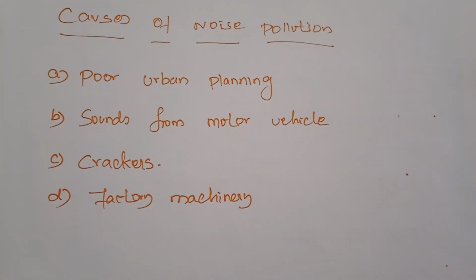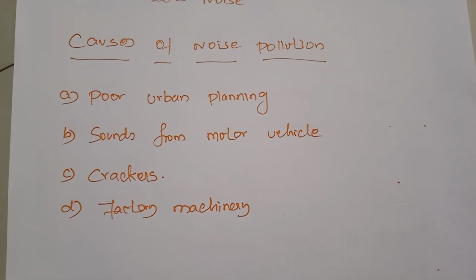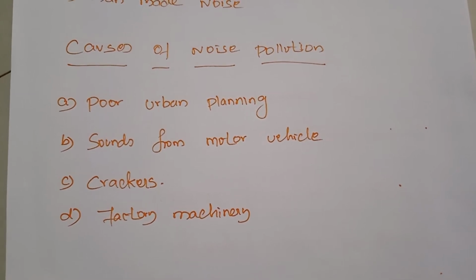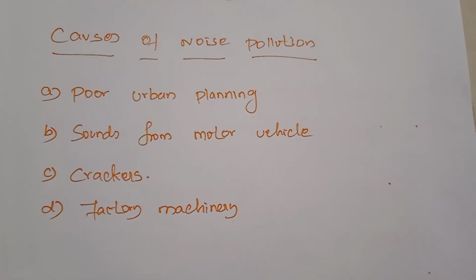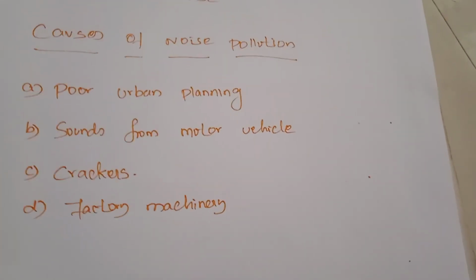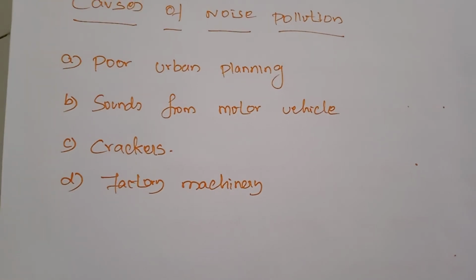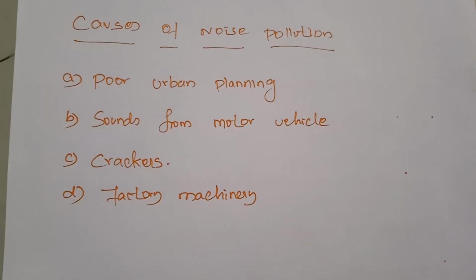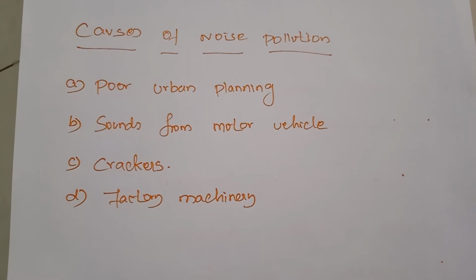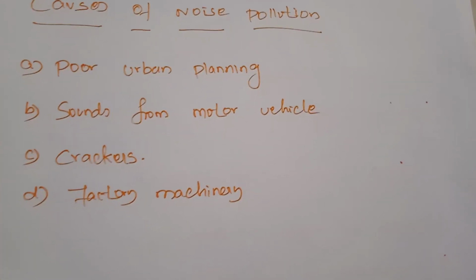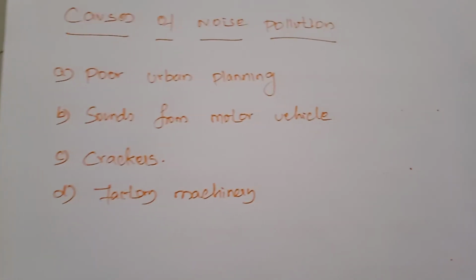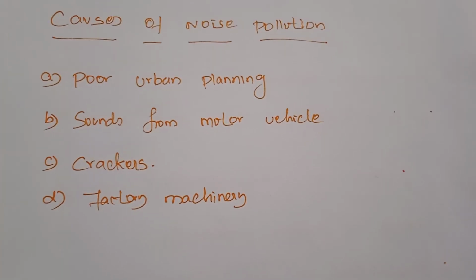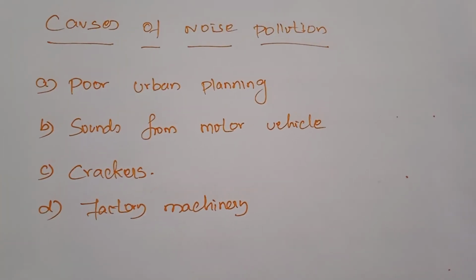Next, the causes of noise pollution. Poor urban planning. Improper urban planning will cause more nuisance among city travelers. Poor urban planning means that even in urban areas, some people and vehicles create many noises. Next, sounds from motor vehicles. The sounds from motor vehicles can cause temporary hearing loss. On our roads, many young boys use bikes with high nuisance sound or highly polluting sounds. This is also one of the reasons for noise pollution.